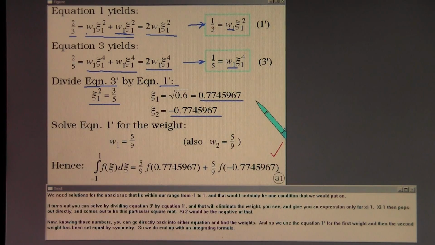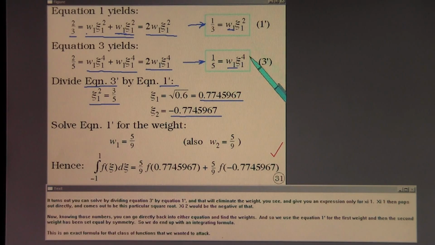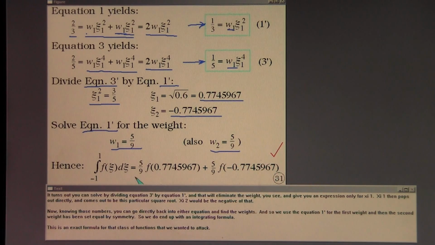Now, knowing those numbers, you can go directly back into either equation and find the weights, and so we use equation 1' for the first weight, and then the second weight has been set equal by symmetry. So we do end up with an integrating formula. This is an exact formula for that class of functions that we wanted to attack.